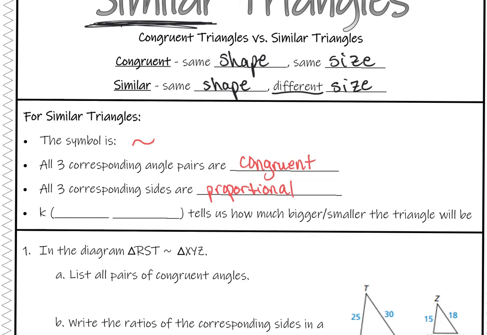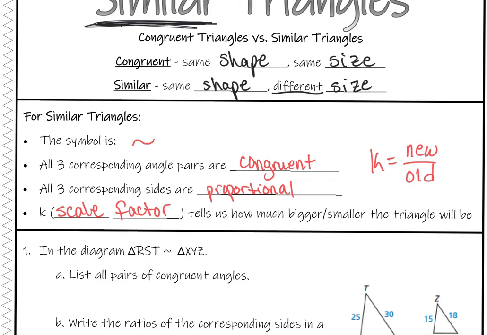And then K, which again, if you remember, this is our scale factor. That tells us how much bigger or smaller the triangle will be. Our formula for scale factor is K equals new over old. Right, this will be big. We'll be using this for a while.